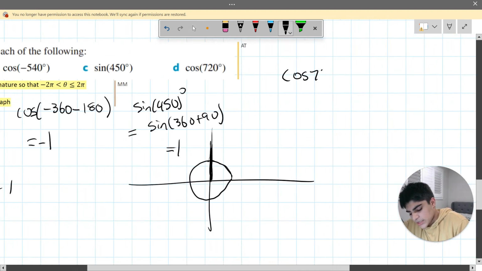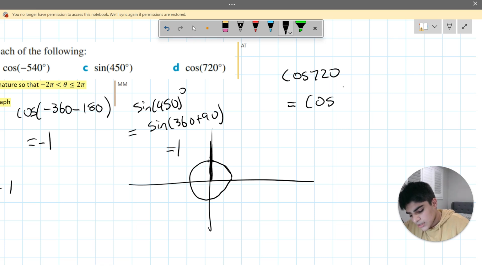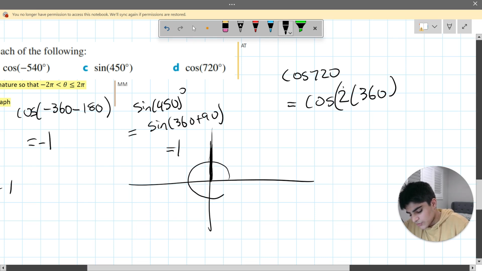Cosine 720. Cosine 720 is the same as cosine 360, meaning the value of cosine after 2 full revolutions, and that brings you here. Cosine is 1.